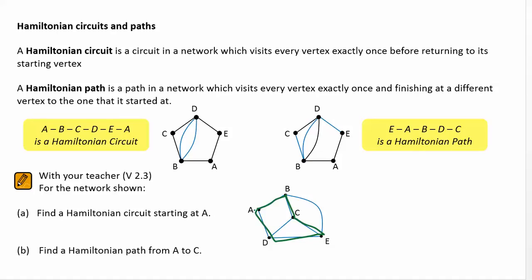Now, on the other hand, a Hamiltonian path means that I pass every vertex once and once only on my way from A through to C. There's quite a few ways of doing that. This is but one.